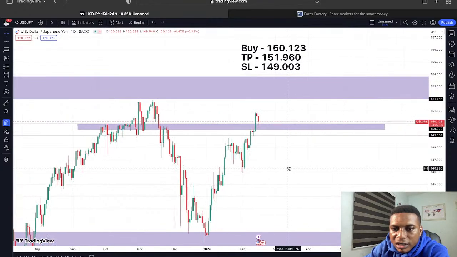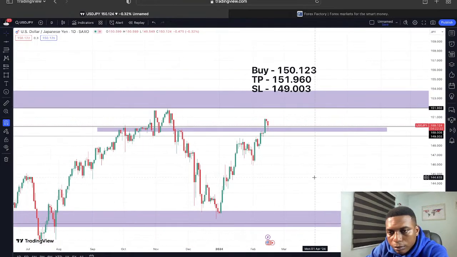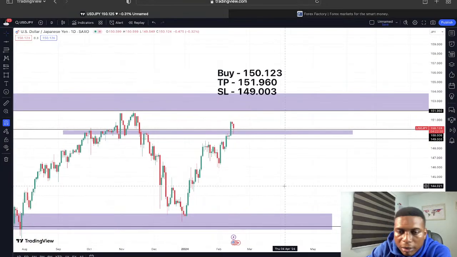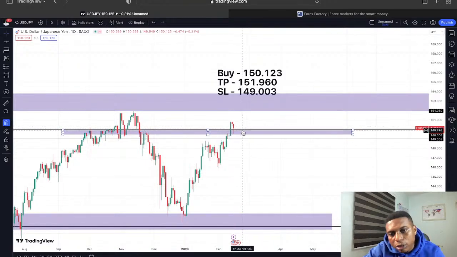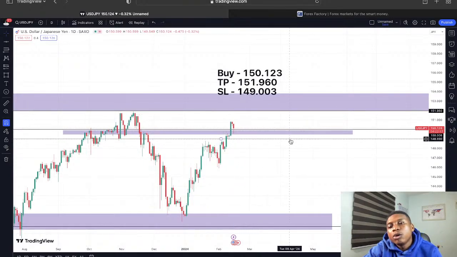Let me know if this is clear in the comment section. For those who are looking to catch in on short-term price movement, this is an opportunity for you. Enter here, exit here, you'll take profit. You can also exit if the market goes against you with your stop loss level here.